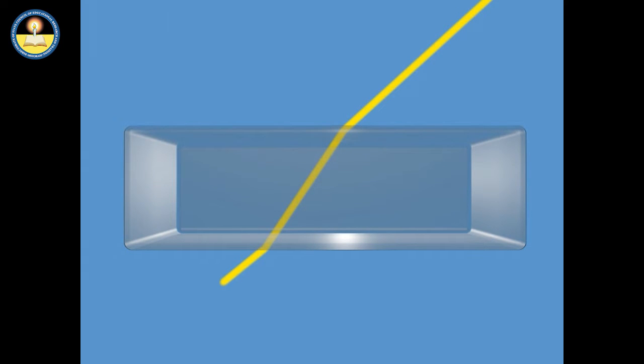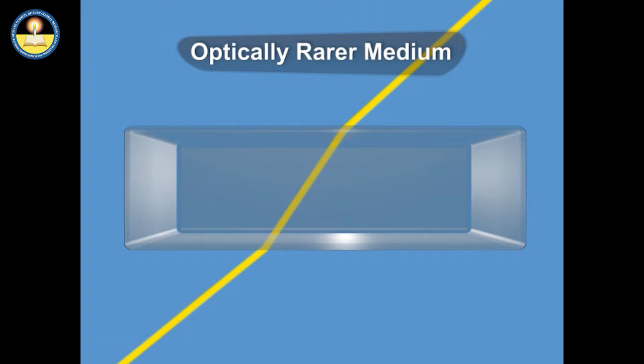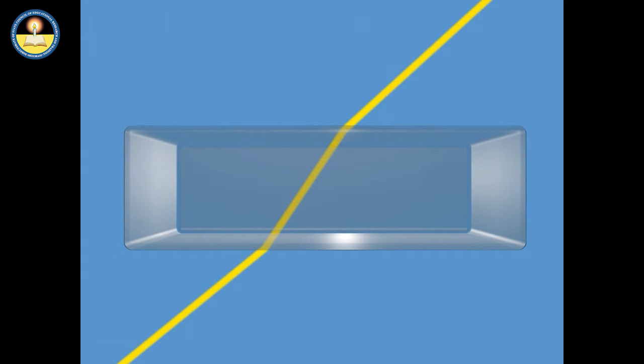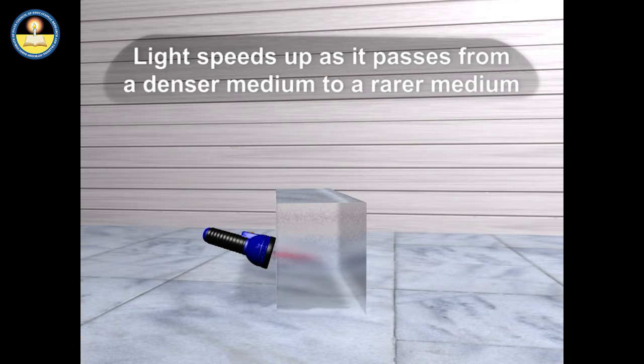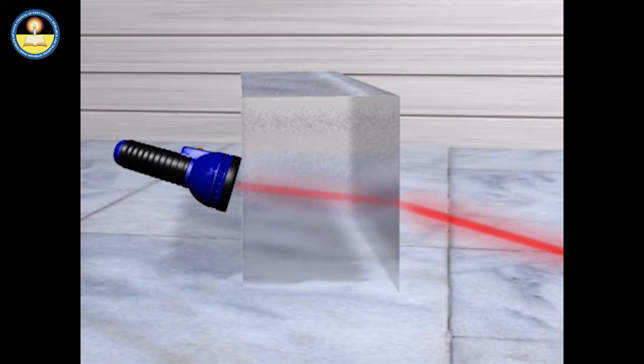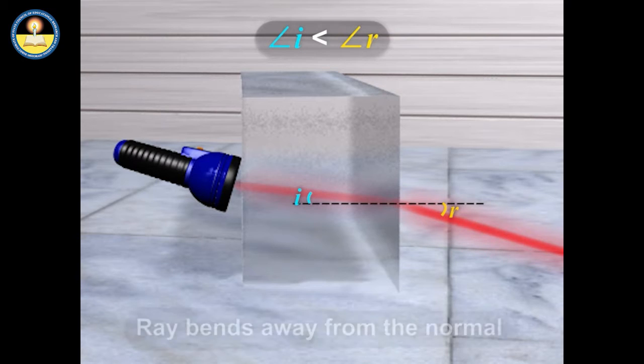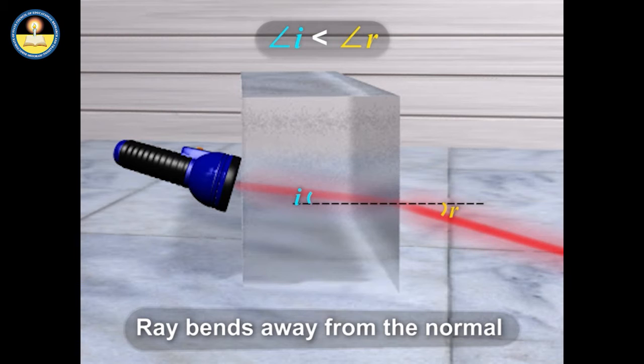Next, it leaves the surface of glass and enters air again. Since air is an optically rarer medium than glass, the ray of light gets refracted such that the angle of incidence is smaller than the angle of refraction. The light speeds up as it passes from a denser medium to a rarer medium. Thereby, the angle of refraction becomes more than the angle of incidence, and the ray bends away from the normal.